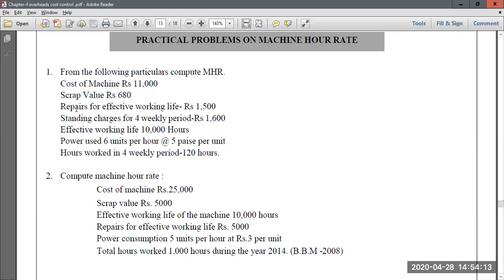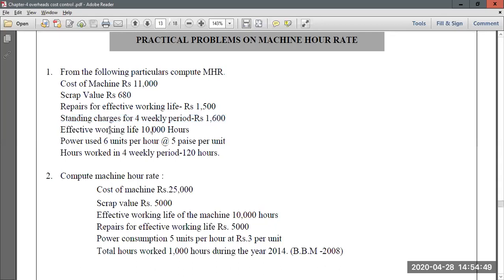Then again they have given repairs for effective working life rupees 1500. Repairs, depreciation and power, all three will come under running charges. So this repairs will also come under running charges. Now, standing charges: we have many varieties under standing charges, like cleaner's wages, salary of driver, salary for operator of machine, salary for attendant, salary for supervisor, and many other things. But here in this problem they have only given the total standing charges for the 4 weekly period, 1600.